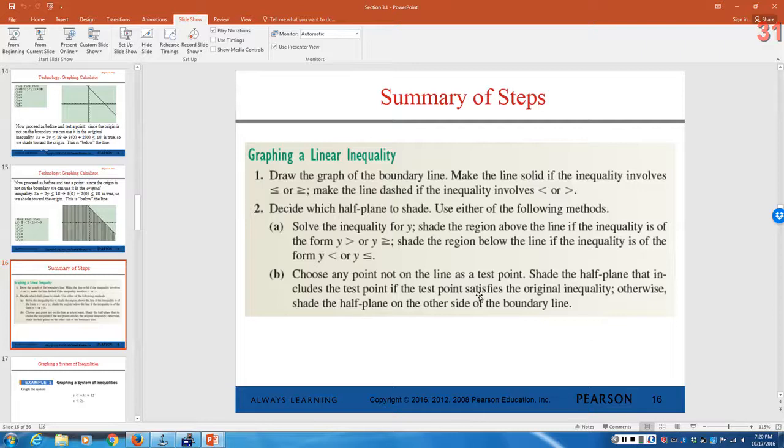I don't recommend part A because we're not going to go through, okay, when do I flip the sign over when I divide on both sides? That's too much stuff to memorize. It's much easier to use the test point. So I recommend part B. So choose step 2B. Choose any point not on the line as a test point. Shade the half plane that includes the test point if it satisfies the original inequality, and otherwise shade the other side of the boundary line. So it's pretty cut and dried.